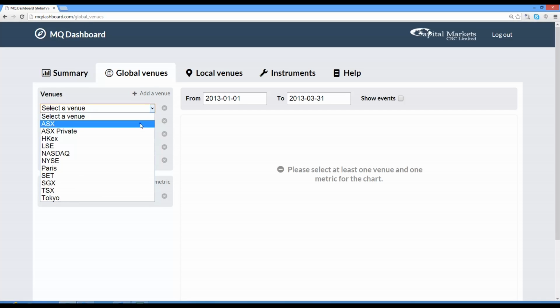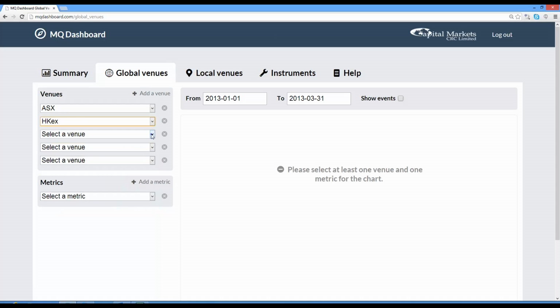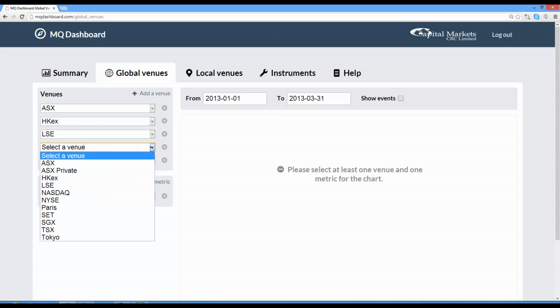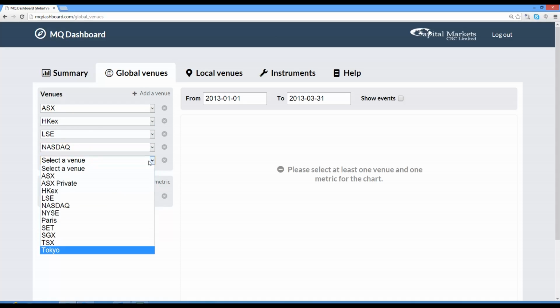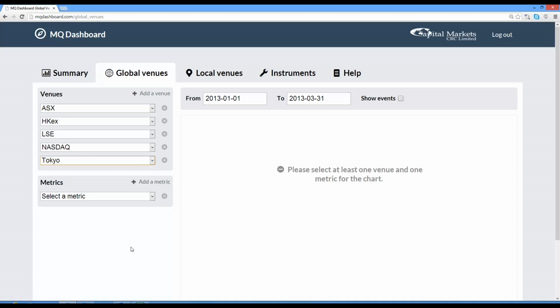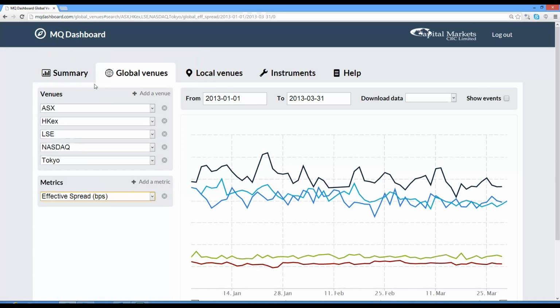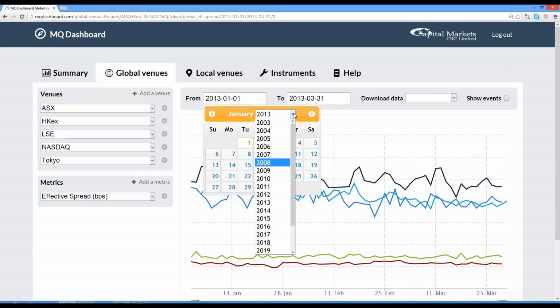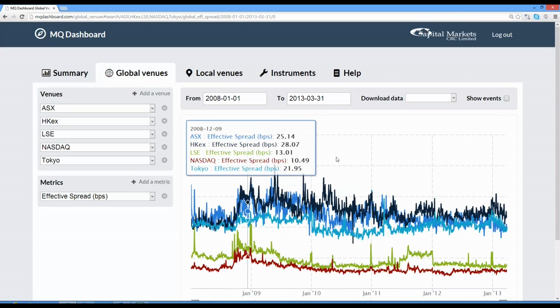These would include the ASX, of course, Hong Kong, LSE, NASDAQ, and Tokyo. I then choose a metric I'm interested in. In this case, I'll pick effective spreads, which is a proxy for efficiency and measures the cost of demanding liquidity in a marketplace. I then choose an appropriate period of data, and voila, I have a sense of the relative efficiency of the Australian marketplace compared to other markets around the world.